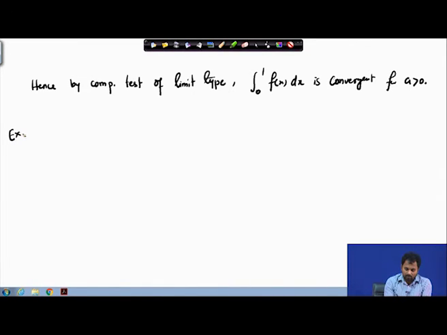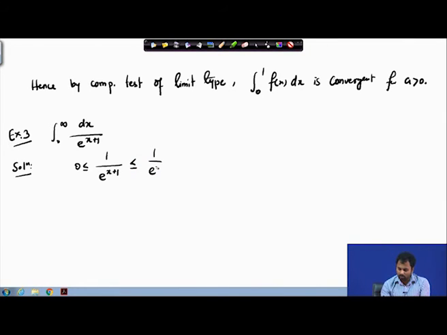Let me just write the examples, and I am pretty sure you will be able to do it by yourself. I will just give some hint. We have to check the convergence of an integral of this type. From here we can easily establish this inequality: 0 is less than or equal to 1 by e to the power x plus 1, because it is always positive for all x between 0 to infinity, and then this one is less than or equal to e to the power minus x.